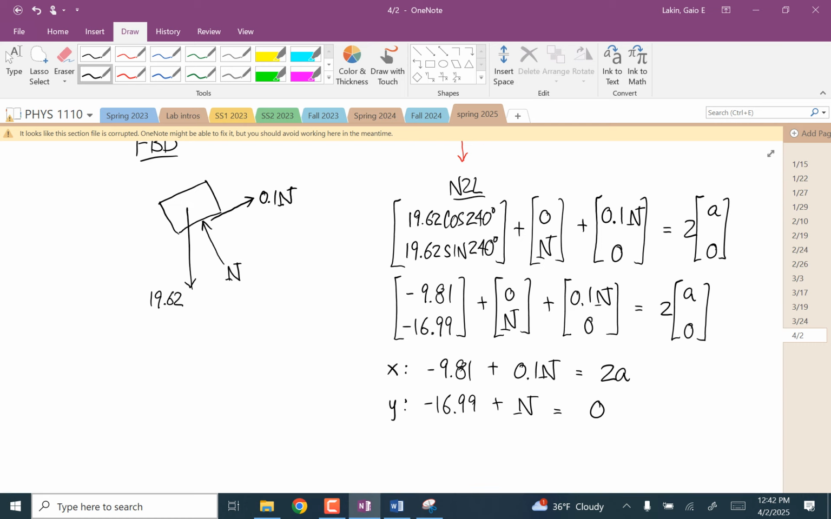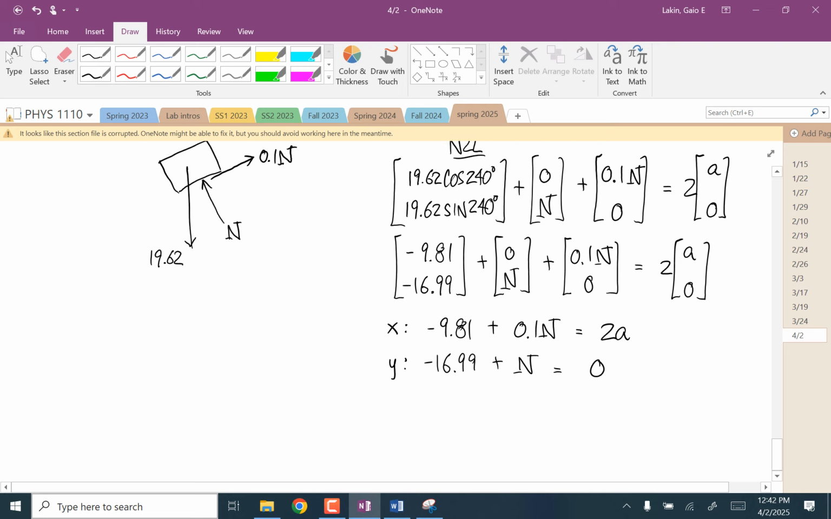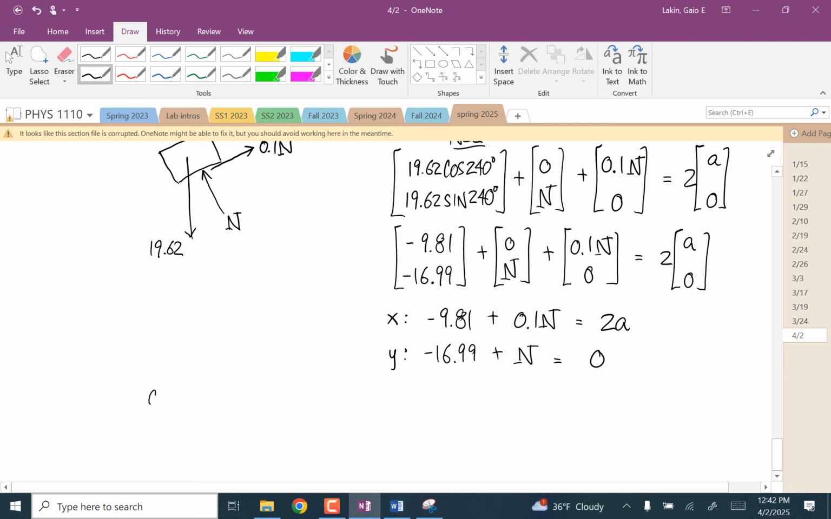And once you do that, the order for solving this is always the same. Use the y equation to solve for n, and then plug n into the x equation. So the order that you do this always is: use the y equation for n, then plug n into the x equation for a.